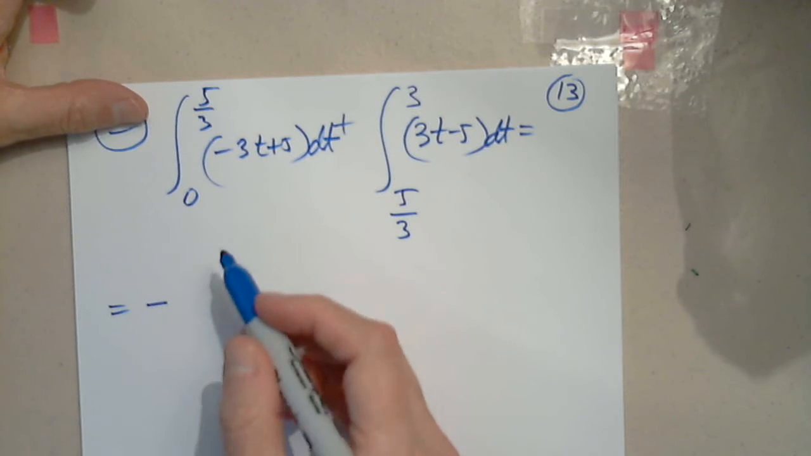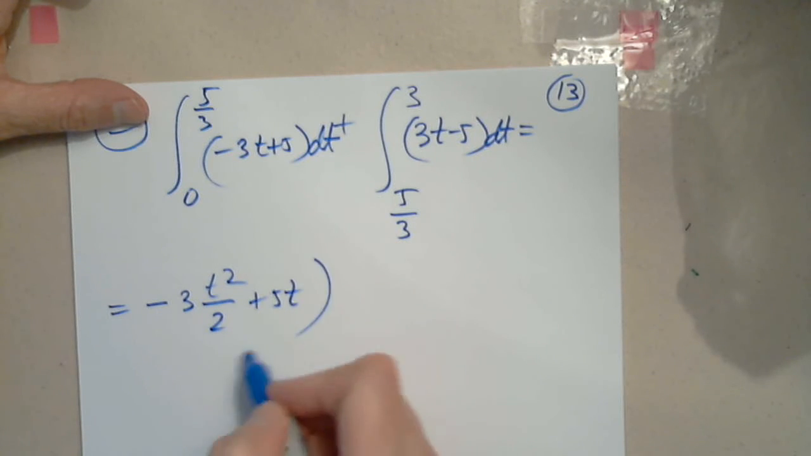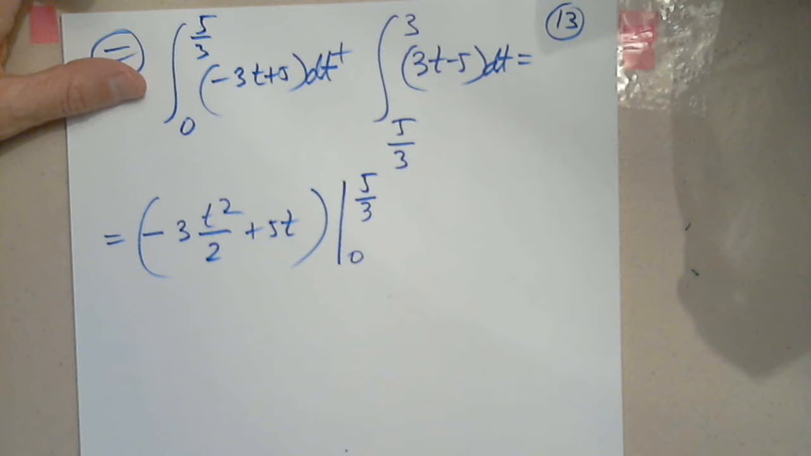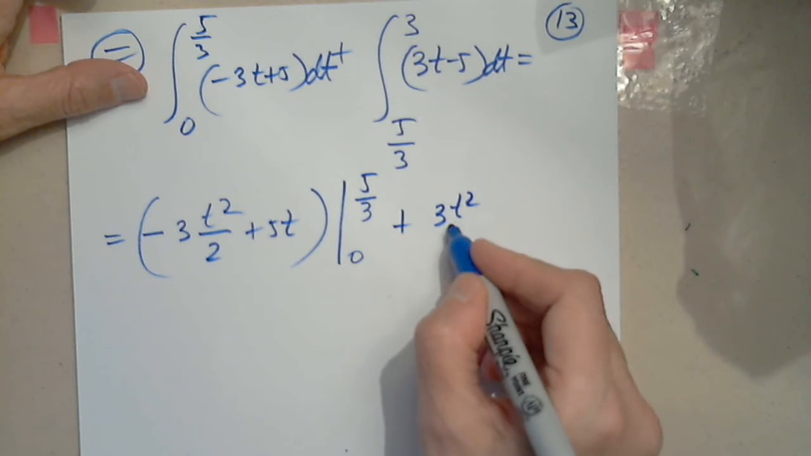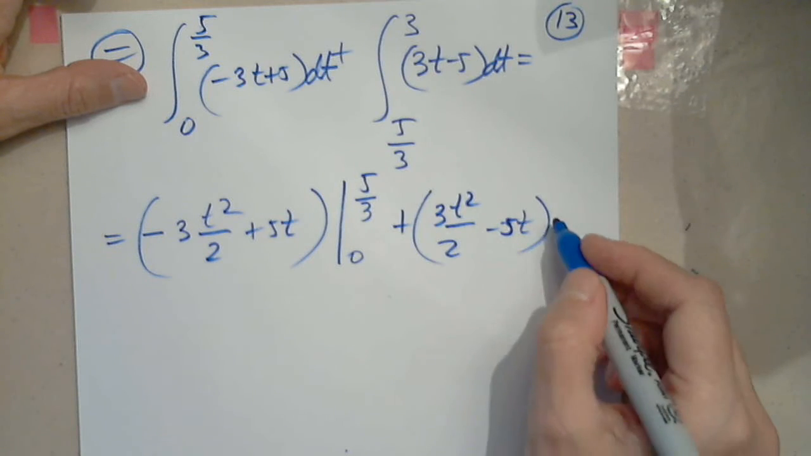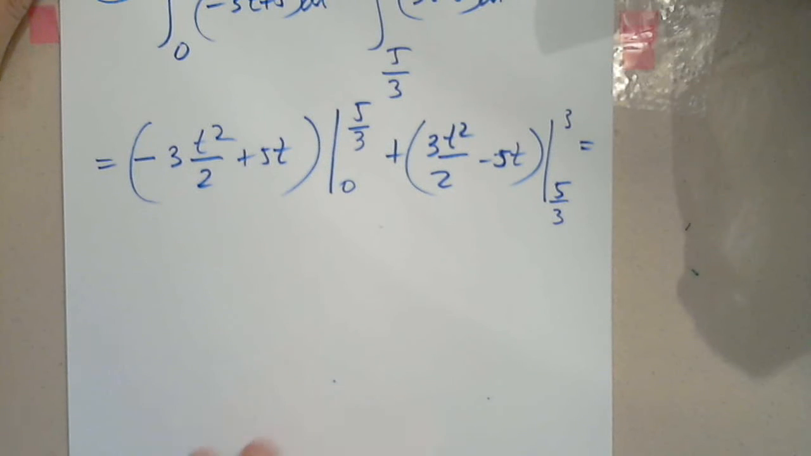Okay, I know the drill. That's negative 3t squared over 2 plus 5t, but this time from 0 to 5/3, plus 3t squared over 2 minus 5t, but from 5/3 to 3. Let me stop for a moment. Please ask if you have any questions so far.